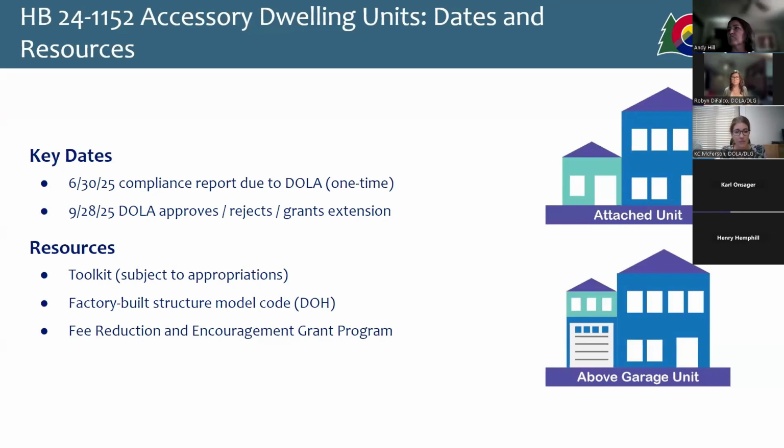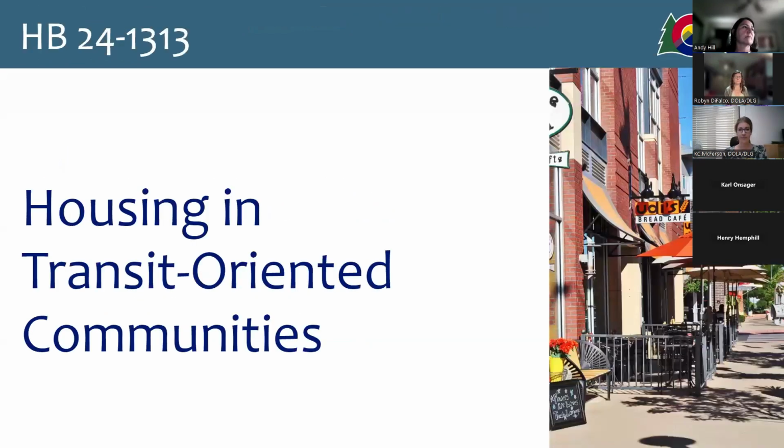And then there are a number of resources contemplated in the ADU bill, a toolkit that's subject to appropriation. So that means I can't quite lay out or guarantee what that might look like, but the idea is to provide technical assistance, resources, and tools. There's also a factory built structure model code in there that the Division of Housing is leading. And then we have, of course, the fee reduction and encouragement grant program. Okay. That's it for ADUs.